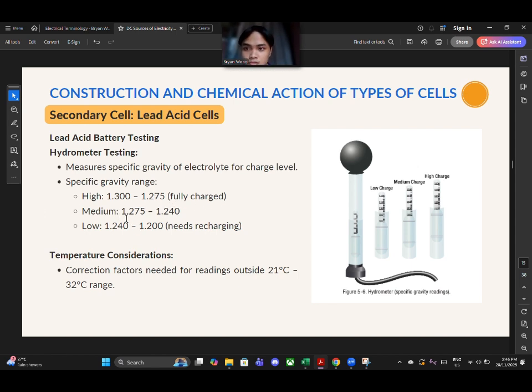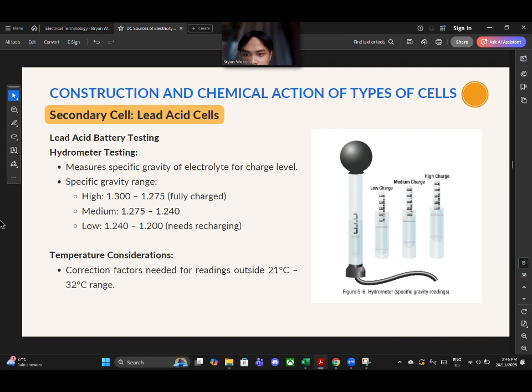For medium, 1.275 to 1.240 is categorized as medium. For low, 1.240 to 1.20, it requires charging. So this is the hydrometer testing, which shows low, medium and high. For high it is in this range, for medium it is in this range, and for low it is in this range.